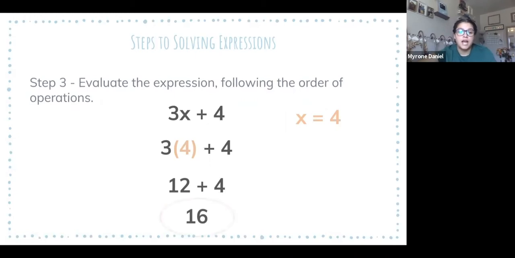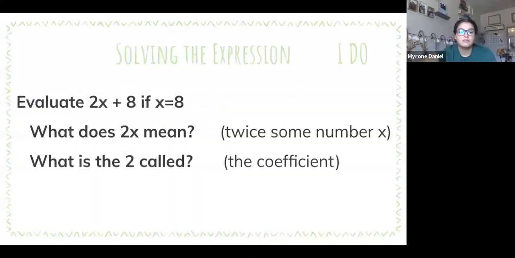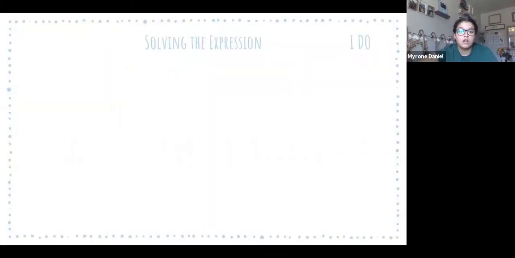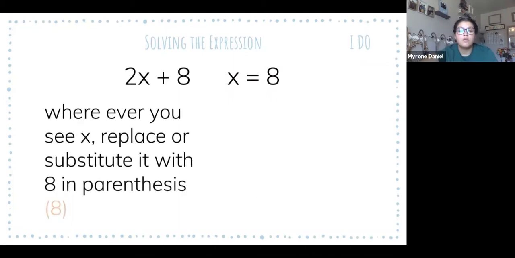Okay, so now our next part is I want you to solve this expression. I'm going to do it, and then we're going to do a we do and a you do. So I'm going to evaluate 2x plus 8 if x equals 8. So what does the 2x mean? It means twice some number x. So that means we're multiplying x, or whatever that number is standing for, times 2. And what is 2 called? The coefficient. So our first step is to rewrite the expression. So we rewrote it as 2x plus 8, and we know that x equals 8.